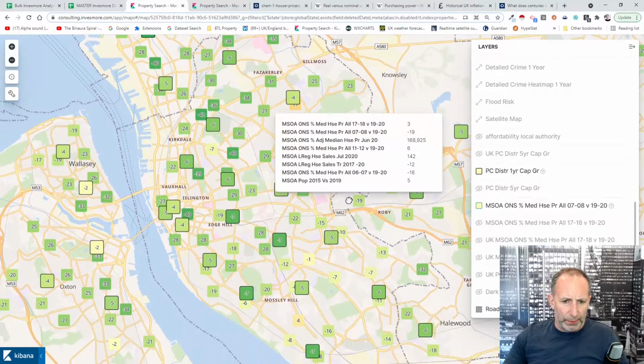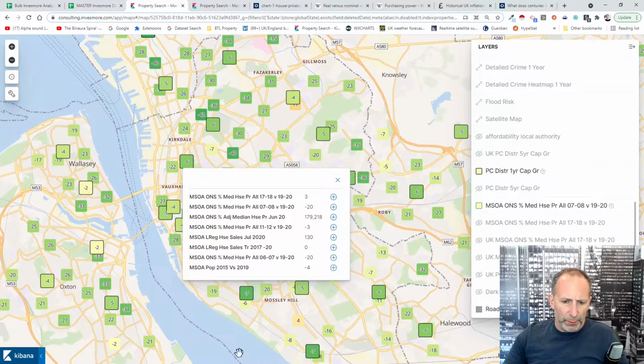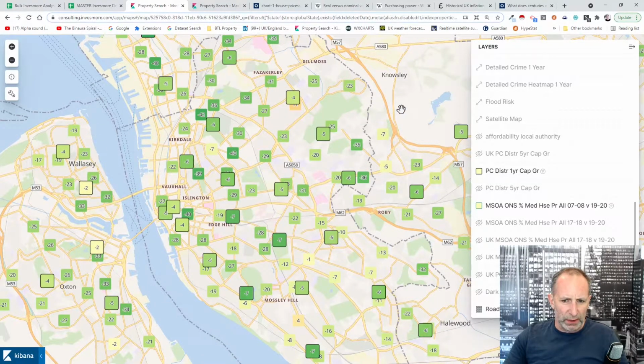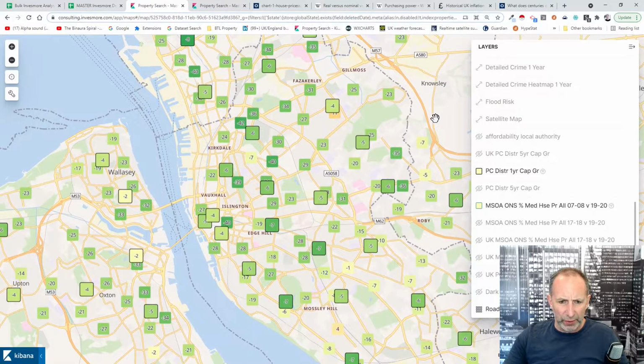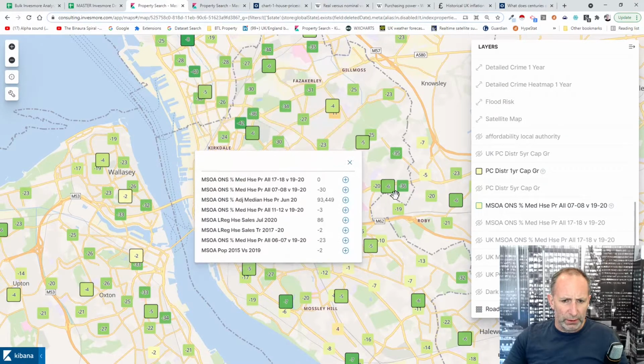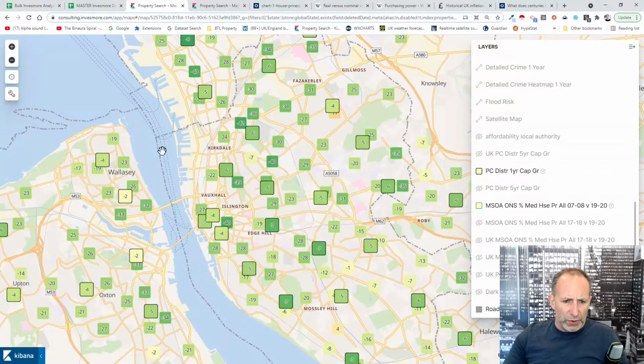If we look at Liverpool, Liverpool is known as a hospitality city, so its economy has been very badly damaged due to COVID. And in the long term, if you look at the smaller green boxes there, capital growth has been very, very poor. And in the short term, it's also been very poor. Would I buy in Liverpool? I don't think I would.